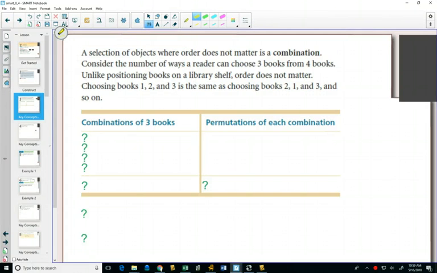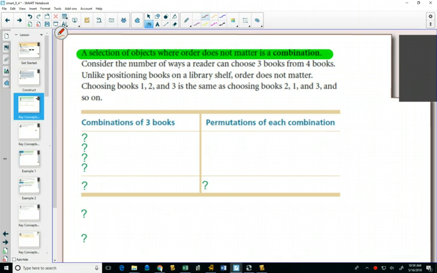Take out our highlighter. And we're going to learn about combinations today. The key difference between a combination and a permutation is the idea that the order does not matter.